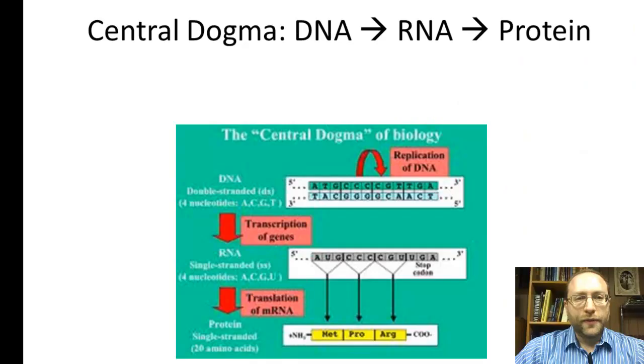Now here we have the central dogma, which is DNA to RNA to protein. This diagram is here to summarize for you the whole process. DNA can replicate to make more DNA, and then a part of the DNA can be transcribed into RNA, and the RNA is then translated into making the protein.